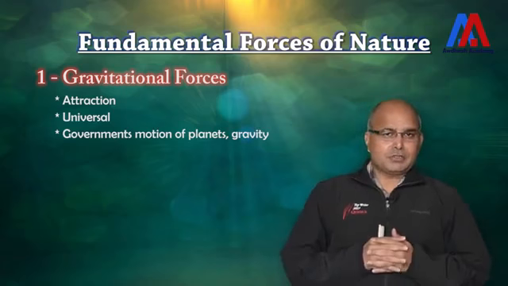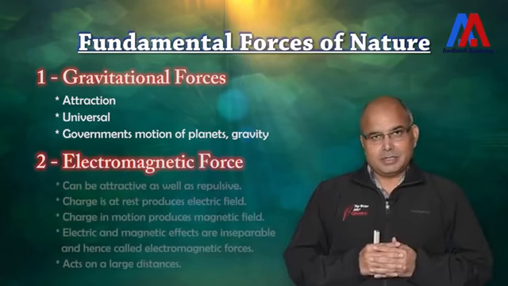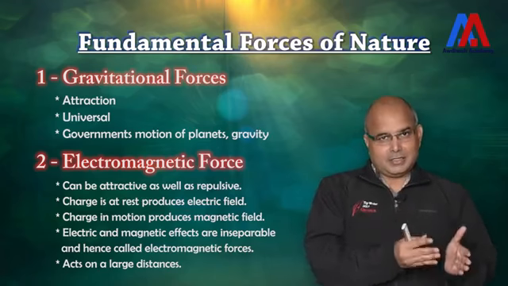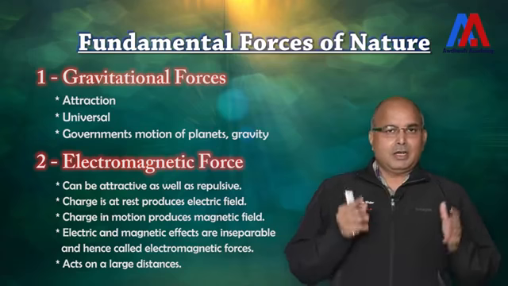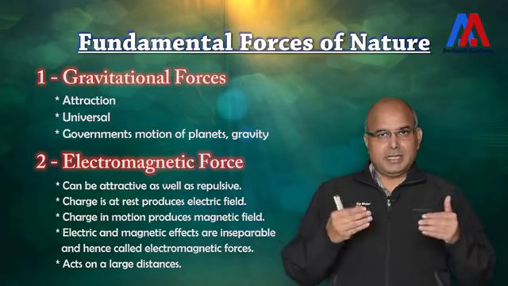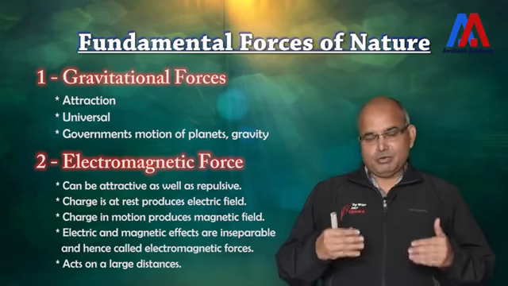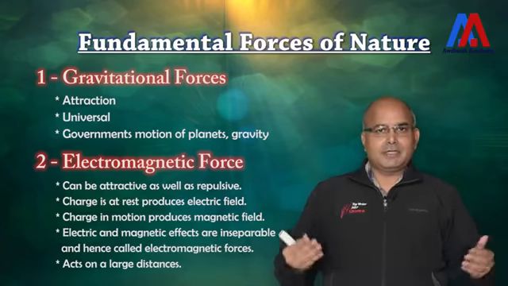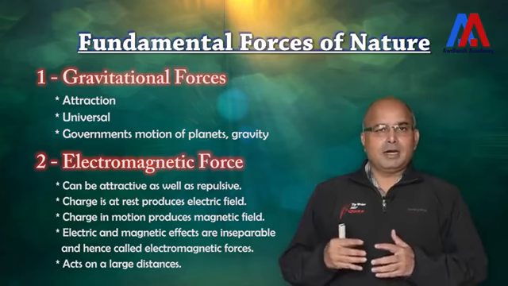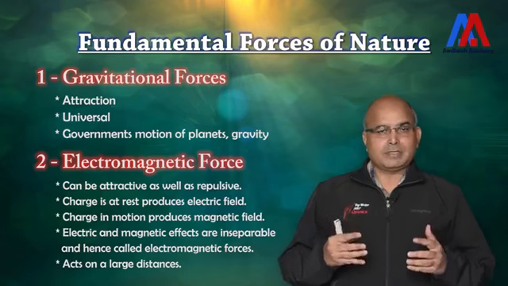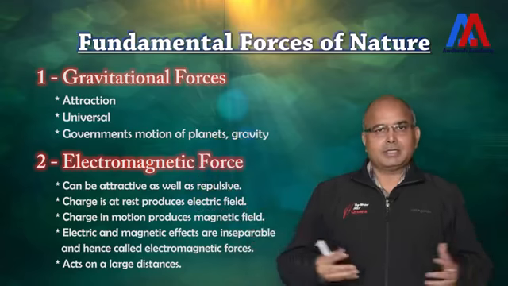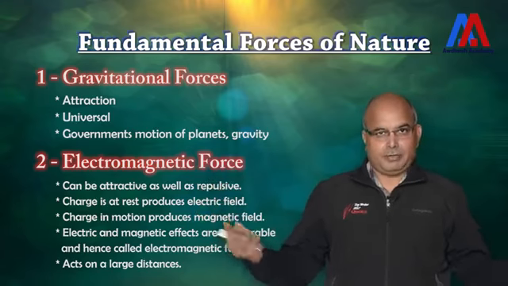The second type of force is called electromagnetic force. Now electromagnetic force actually comes from either electrical charge or from a magnet. This force can be attractive as well as repulsive. If there is the same type of charge, or the same poles of a magnet, they repel each other, and if it is opposite, then they attract each other. So the electric force and the magnetic force are both repulsive as well as attractive, and they are also infinite in nature, in the sense that they can travel to any part of the universe.